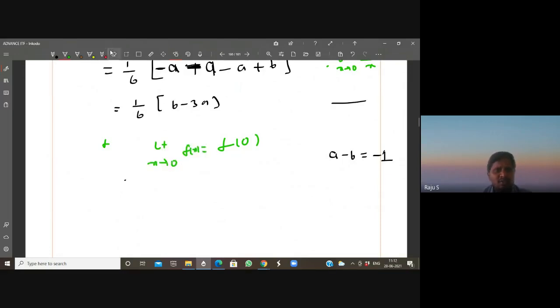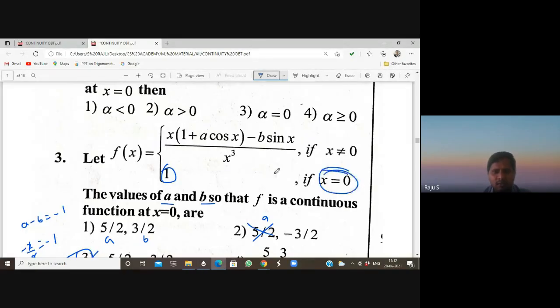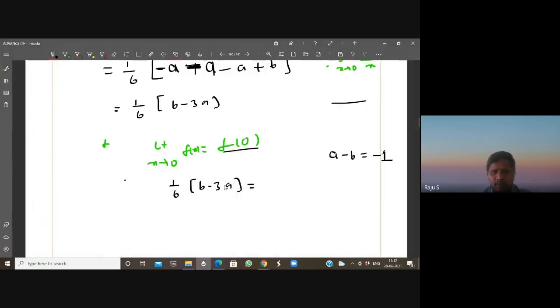So limit x tends to 0 here we got as 1 by 6 times of b minus 3a is equal to f of 0 value already given. What is f of 0 at x is equal to 0? 1. This is equal to 1. We f of 0, 1. This value is this. Equating, so b minus 3a is equal to 6. And here a minus b is equal to minus 1. Now all of you solve these two equations.